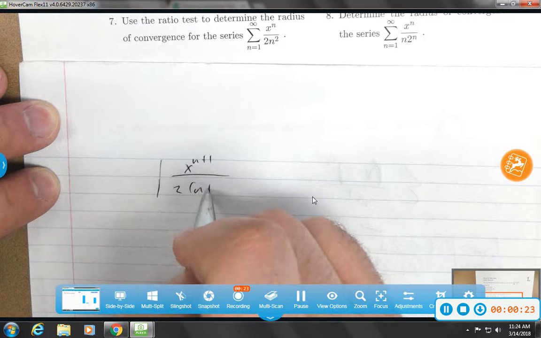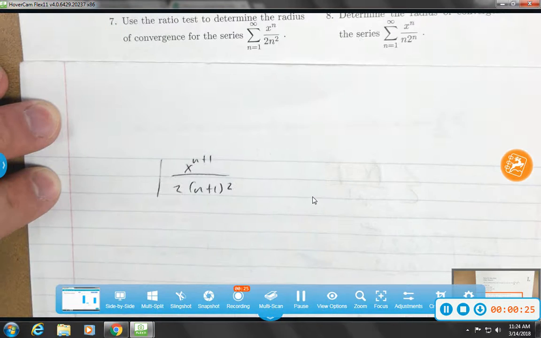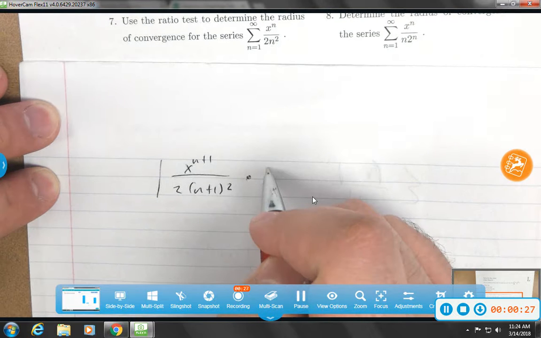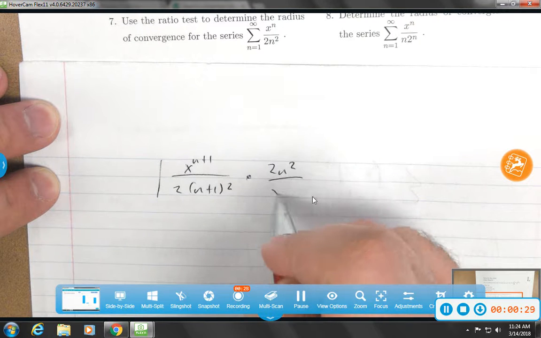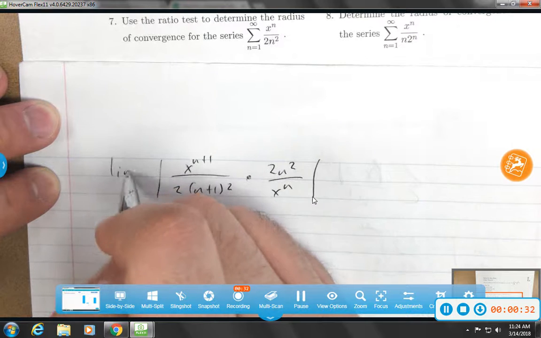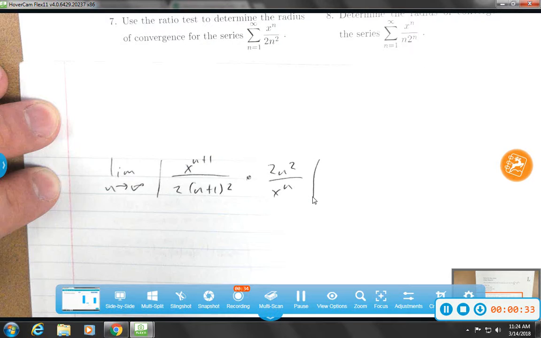I have to be careful here. n plus 1 is all squared. The reciprocal of the original goes here. Take the limit, n goes to infinity, right? And I want it to be less than 1.